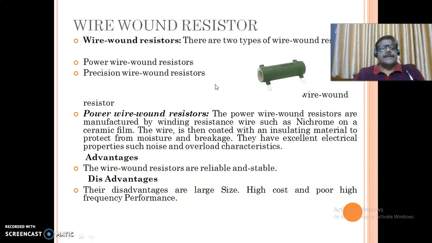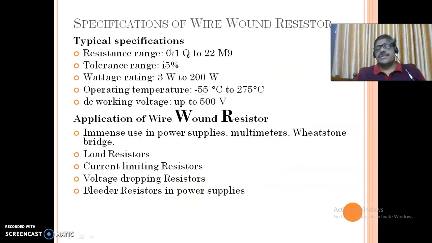Now its specifications: resistance range 0.1 ohm to 22 mega ohm, tolerance range plus or minus 5%, wattage rating 3 watt to 200 watt, operating temperature minus 55 degrees Celsius to 275 degrees Celsius, DC working voltage up to 500 volt.